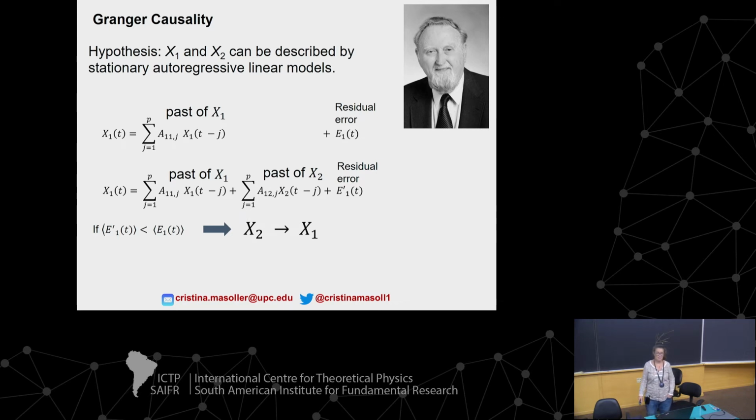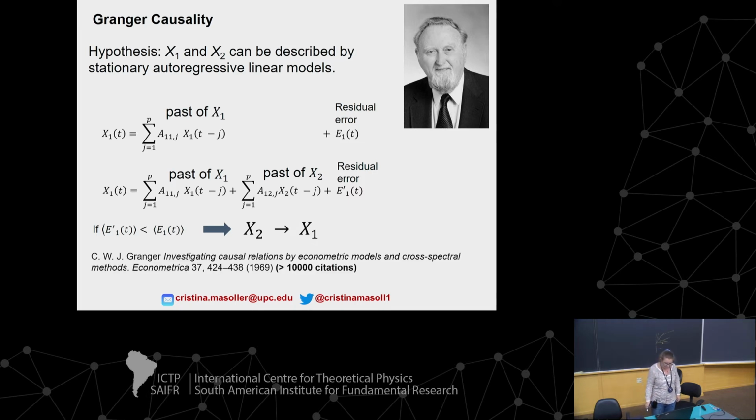We're talking about bivariate, so we have a time series X1 and a time series X2. This is a linear method, and this guy got the Nobel Prize for this paper. It's one of the most cited papers, and it has been used a lot in economics to detect causal relationships, but it has this constraint: the data has to be stationary, and it should be described by these linear autoregressive models.